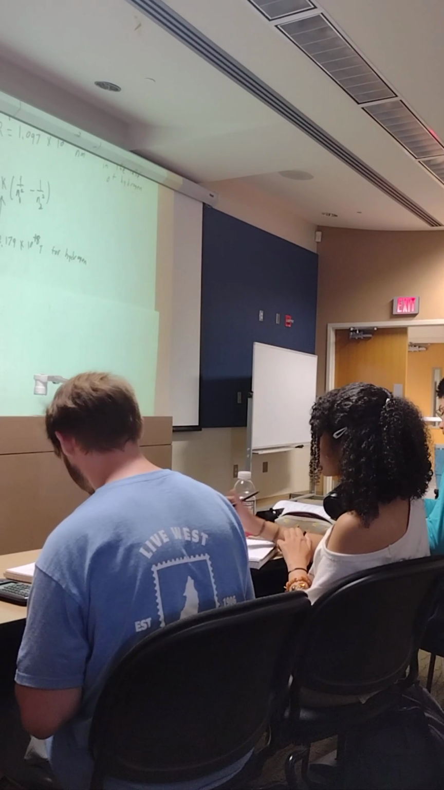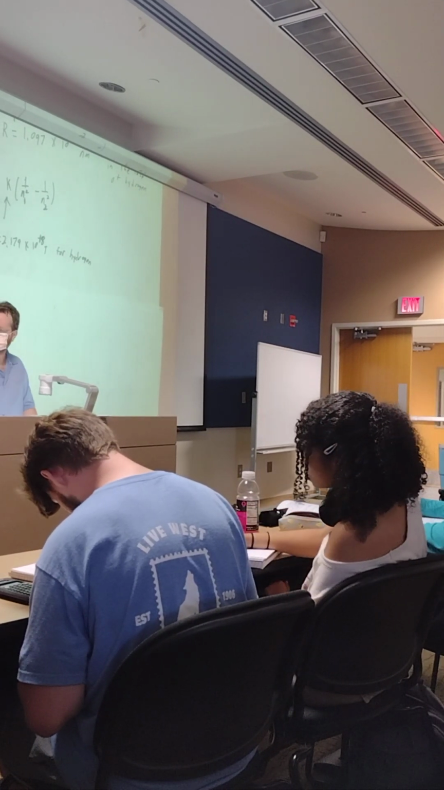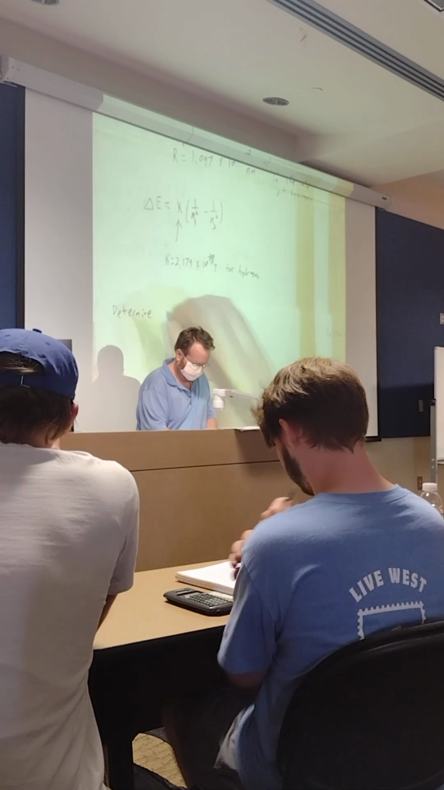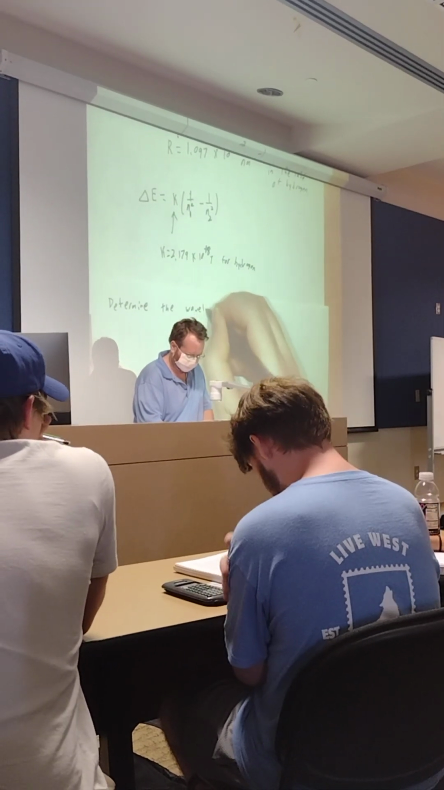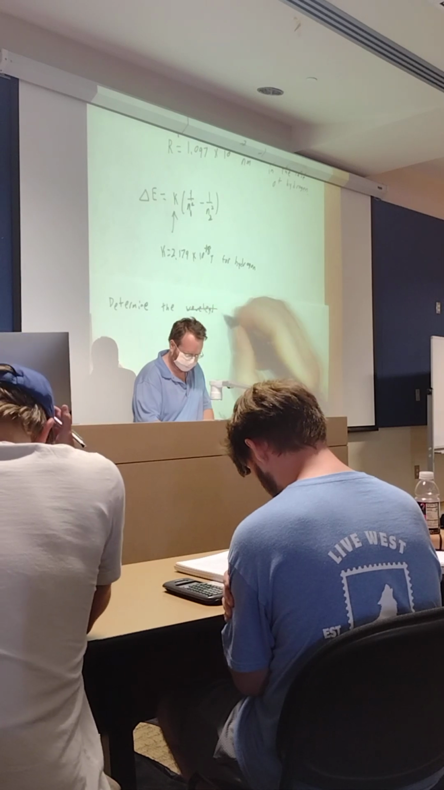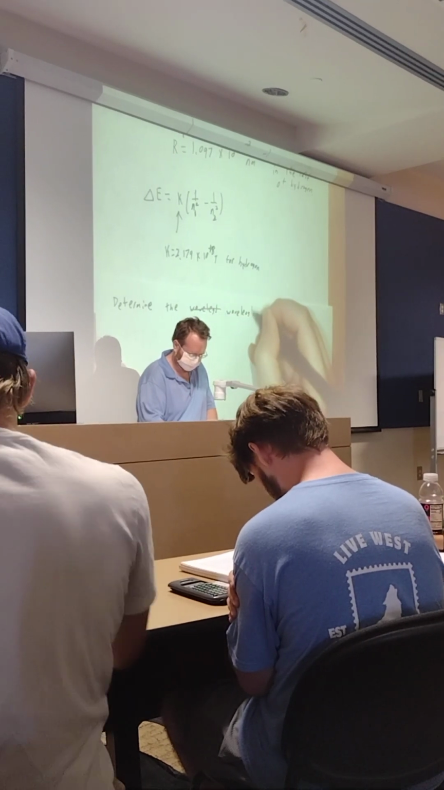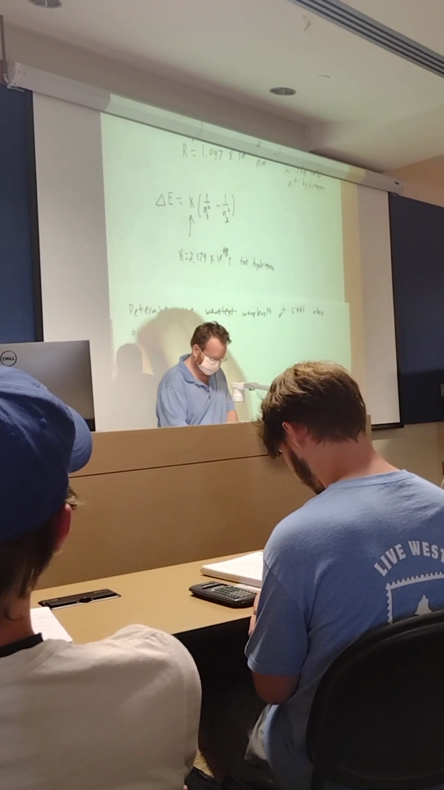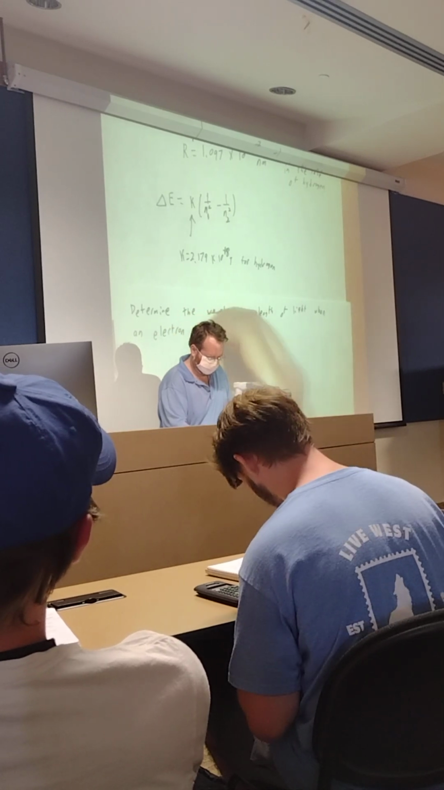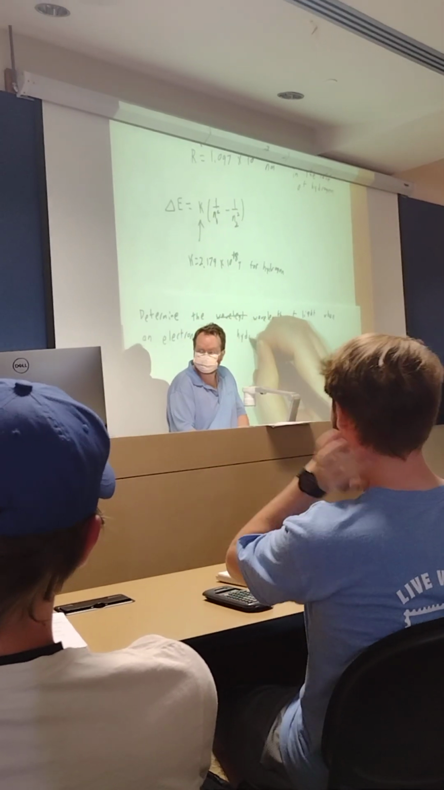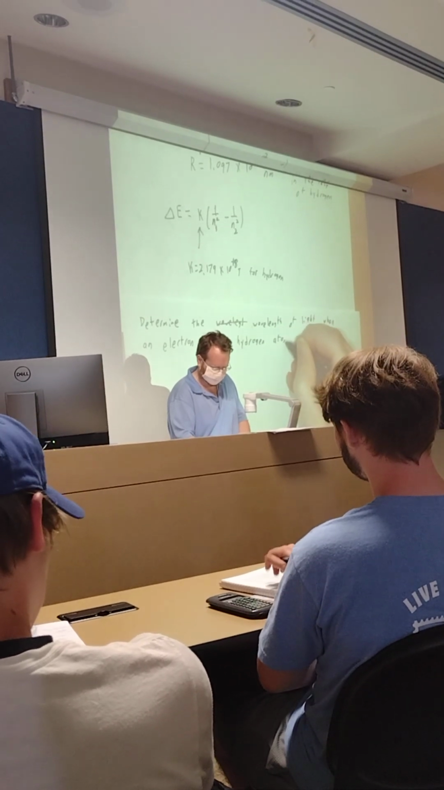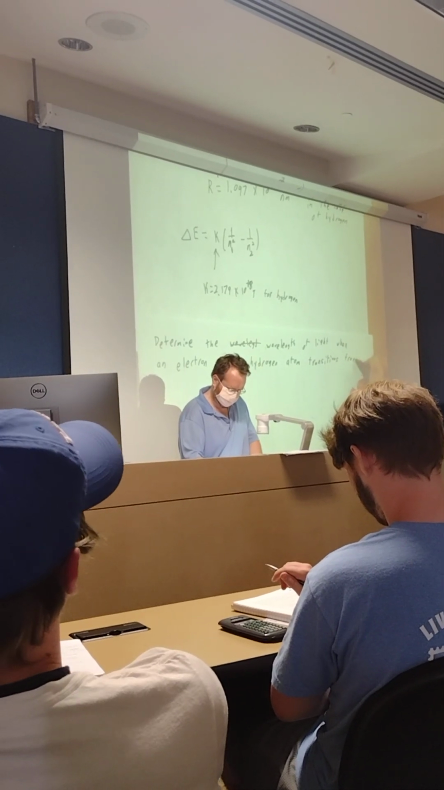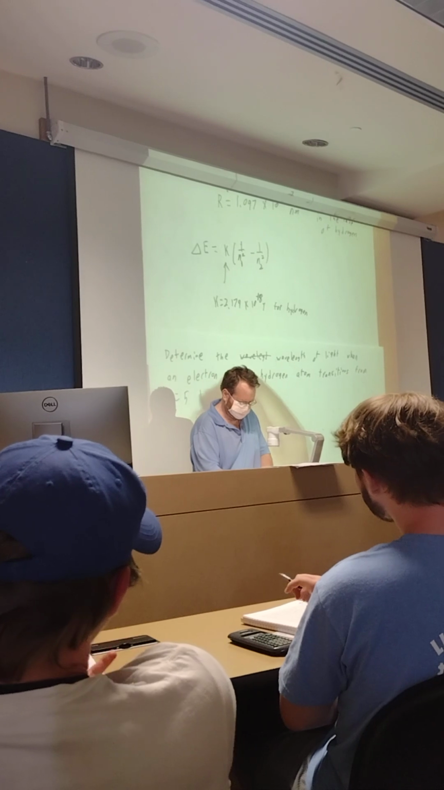I'm going to show one example real quick. I'll make sure I get to at least one before class ends. So we're going to determine the wavelength of light with an electron in a hydrogen atom transitions from n equals 5 to n equals 3.